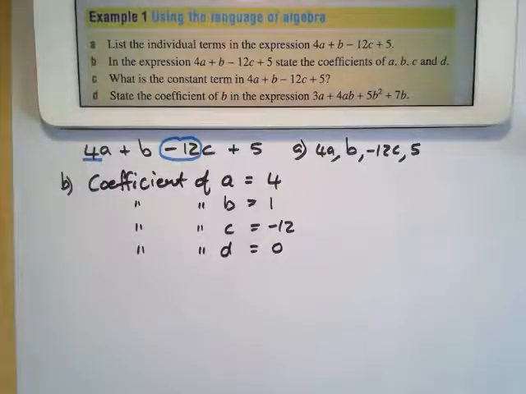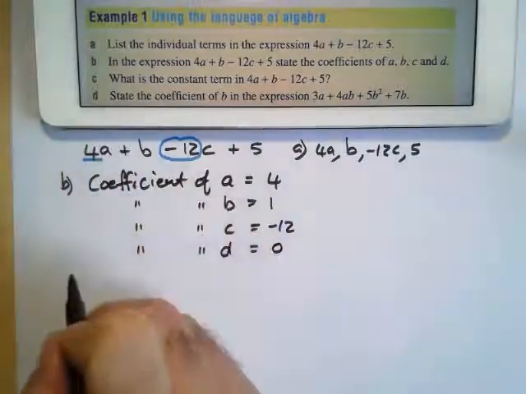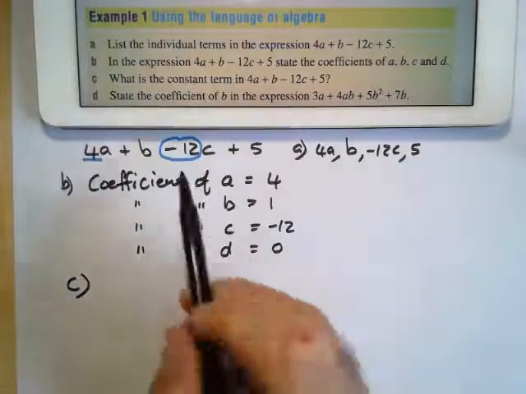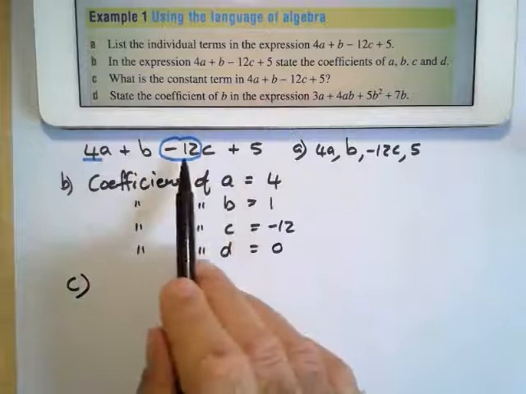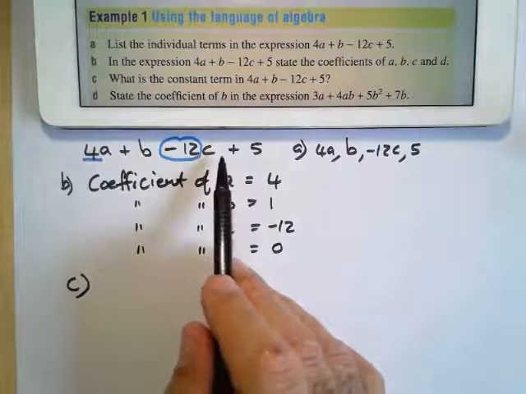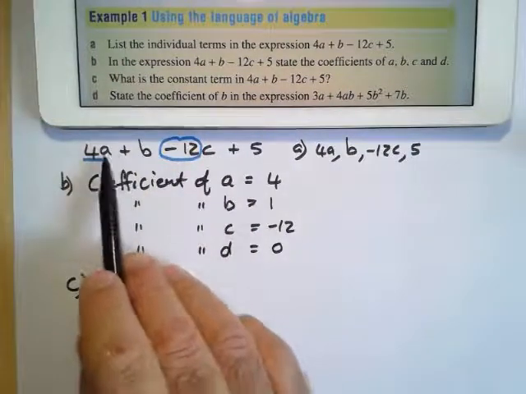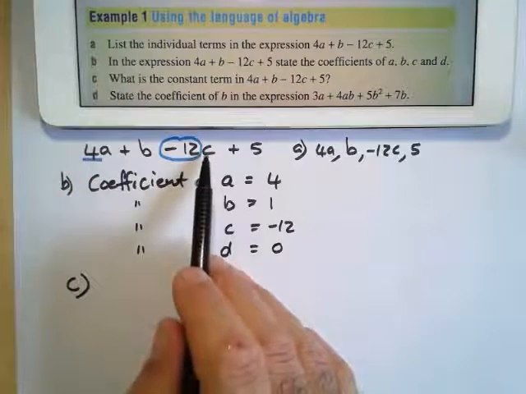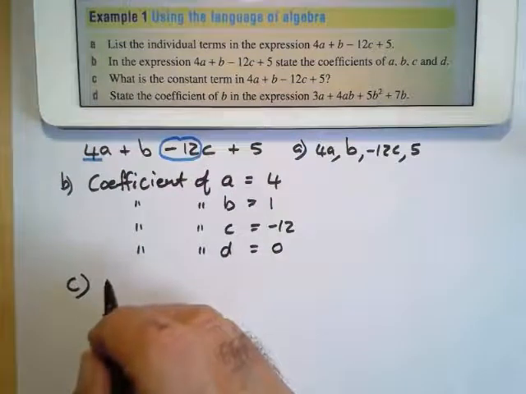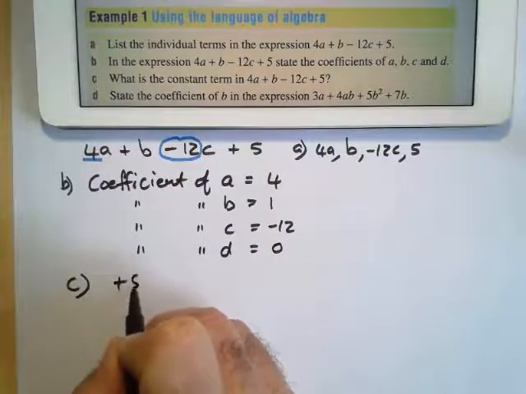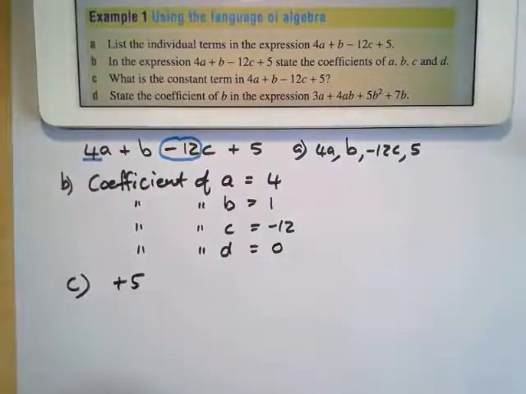Question C says, what is the constant term in 4a plus b minus 12c plus 5? So which one of them doesn't have any variable or pronumeral, and it's obvious that it's plus 5. So we're going to say positive 5 is the constant.